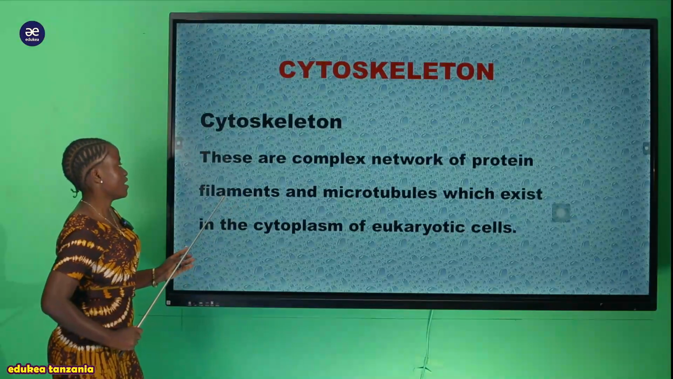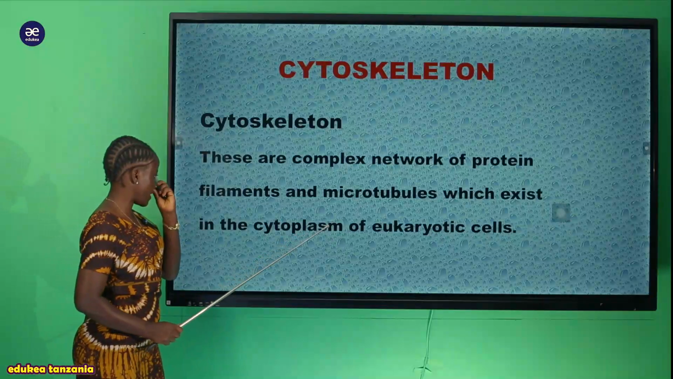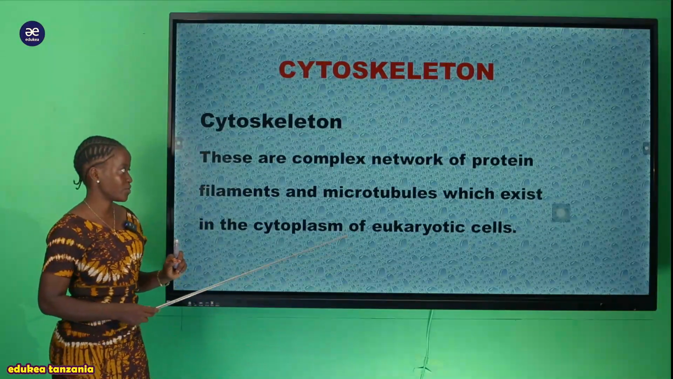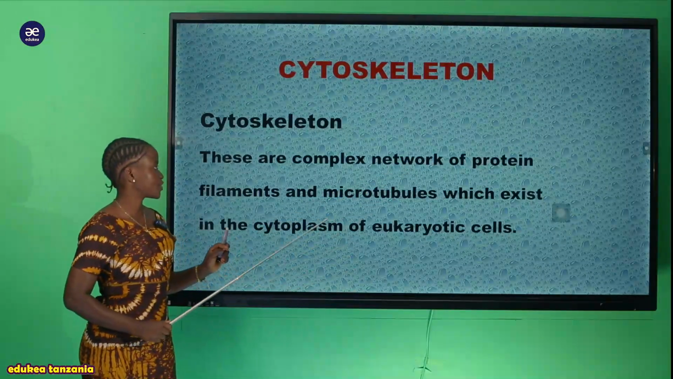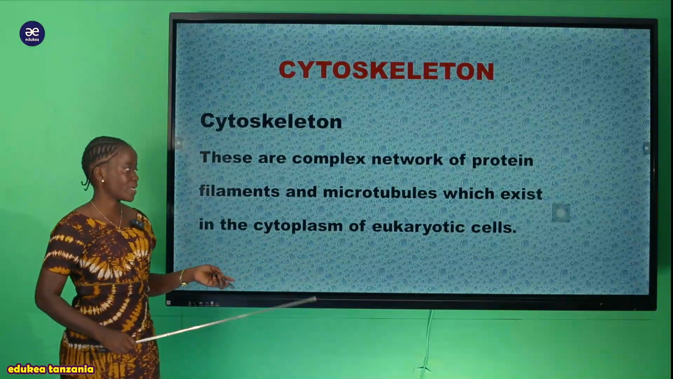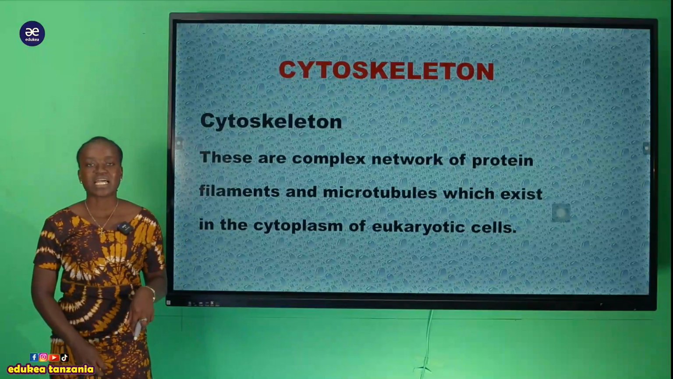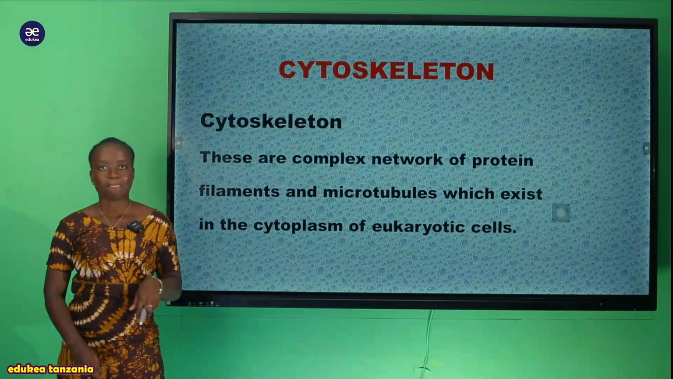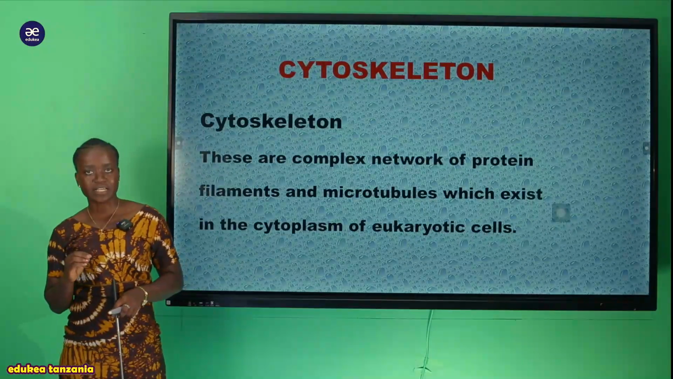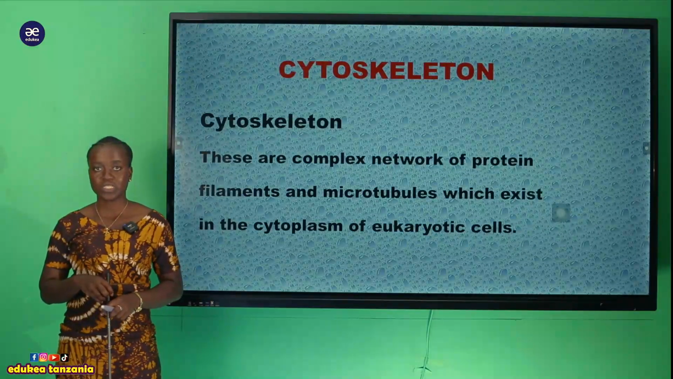network of protein filaments and microtubules which exist in the cytoplasm of the eukaryotic cell. So we have seen that it is just a network. You can see the complex network of proteins, filaments and microtubules which exist in the cytoplasm of eukaryotic cells. So meaning that these microtubules are found within the eukaryotic cell, that is within the plant cell and also within the animal cell.